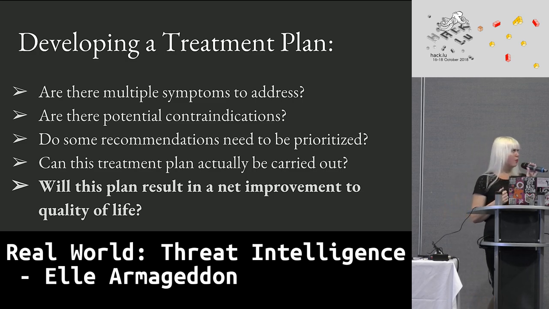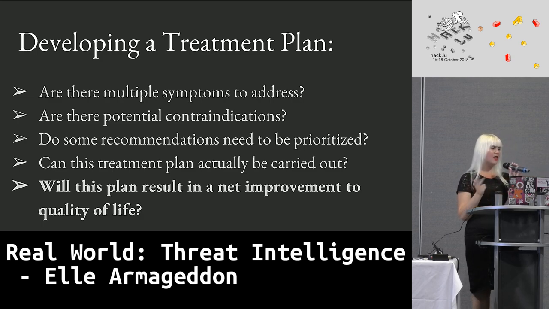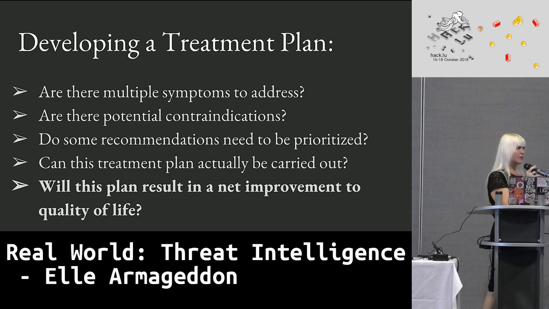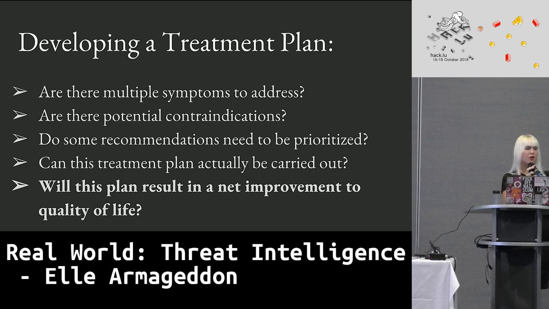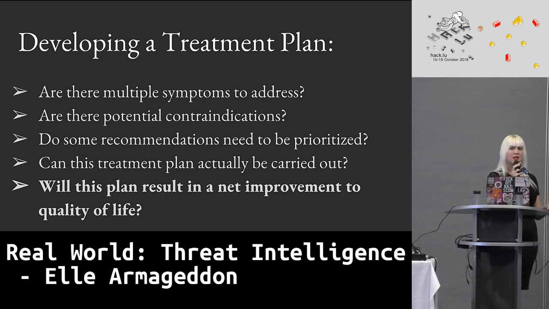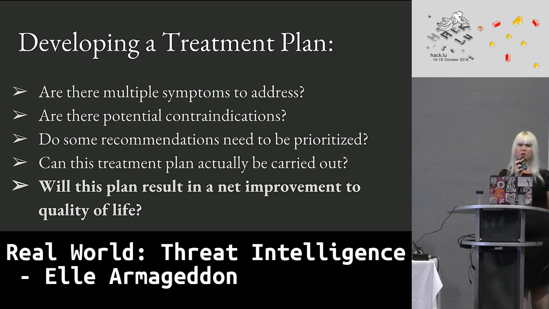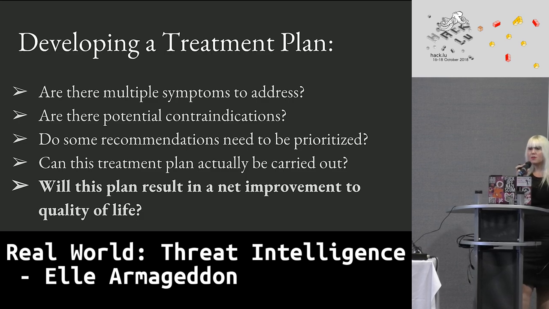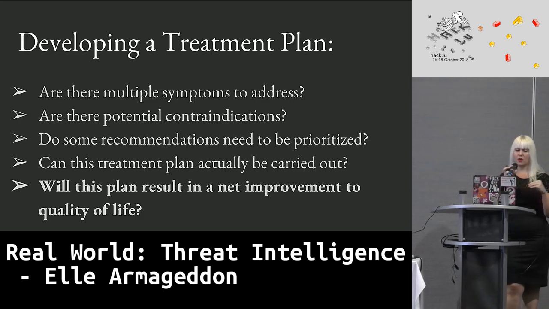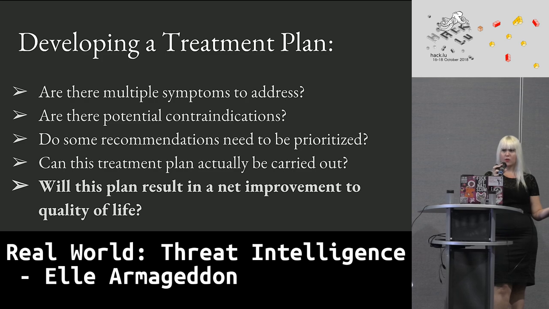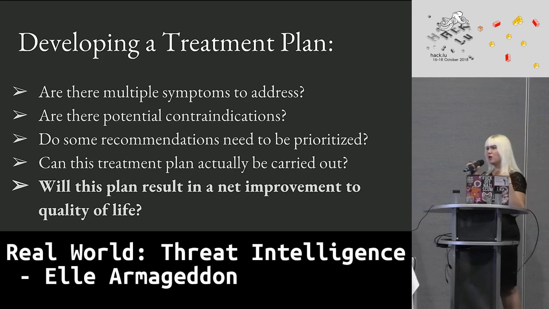So another thing that we want to figure out is, do some of the recommendations that we're making need to be prioritized over others? If we're looking at somebody who has multiple issues going on, we want to make sure that we're treating the most critical ones, and that sometimes means leaving the less critical issues untreated. And it also sometimes means revoking treatments that were previously in use so that we can treat the more severe issues.